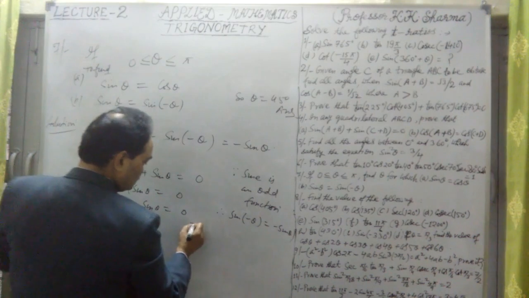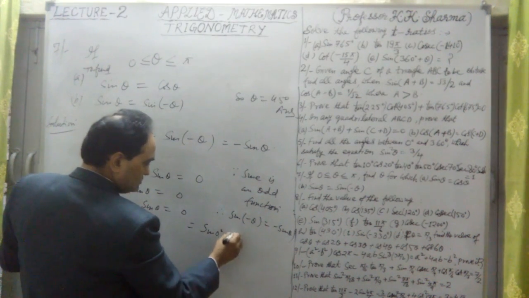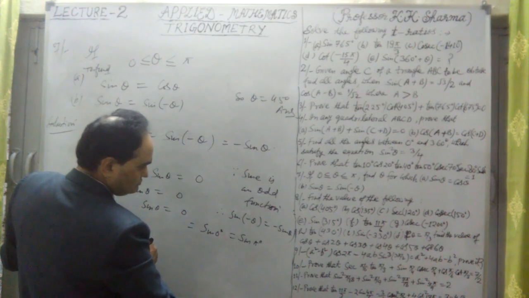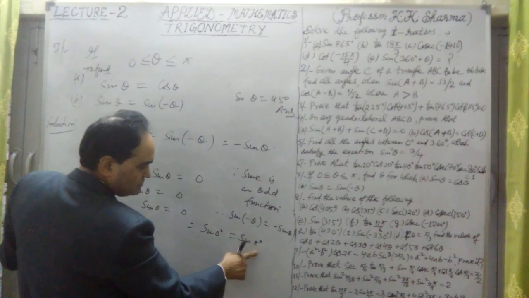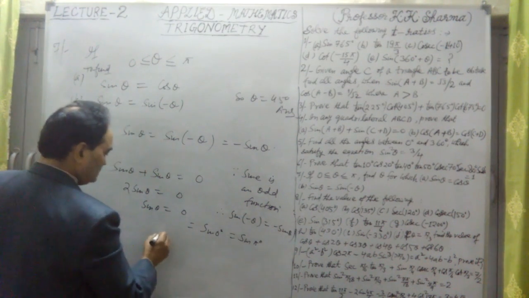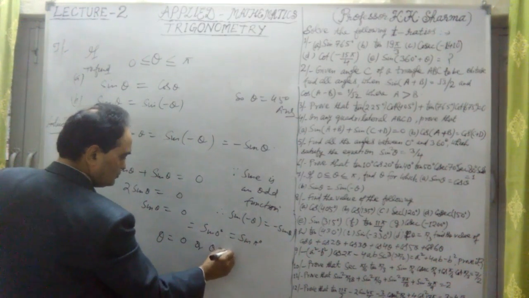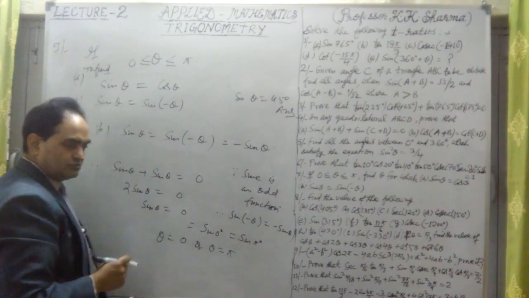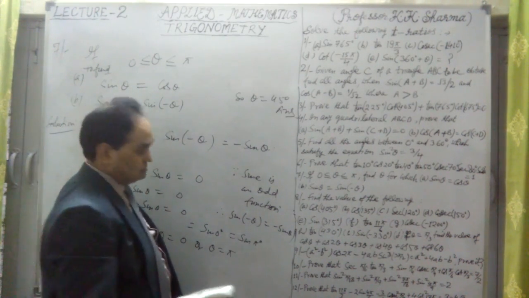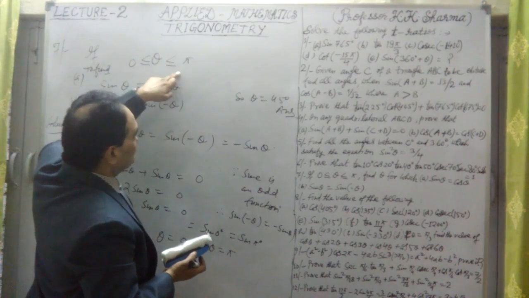Sine 0 is 0, you know, and sine pi is also 0. Sine 0 is 0, sine pi is 0, so sine theta is 0 for these two values. So theta is equal to either 0 or pi. Both are valid possibilities. It can be 0 also, since 0 is less than or equal to theta, which is less than or equal to pi.